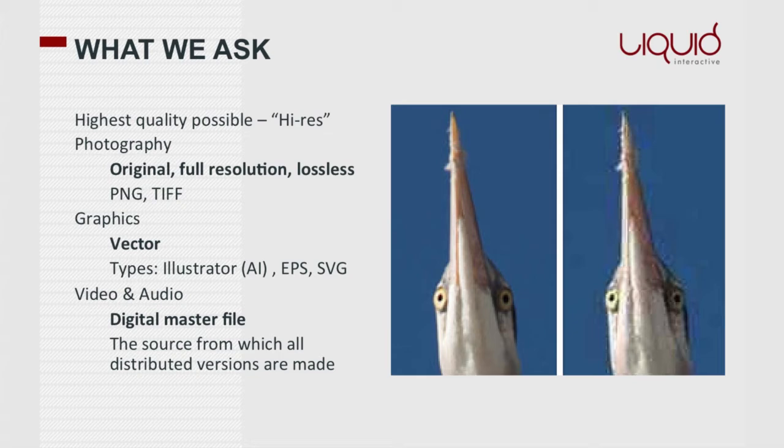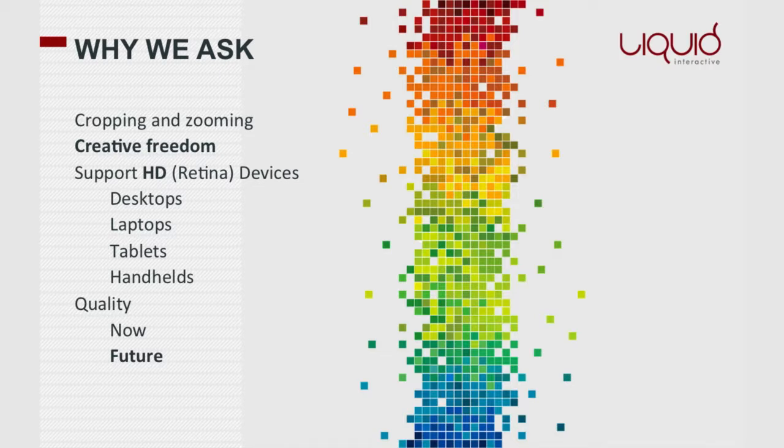For video and audio, we're looking for your digital master file. That is the file or the source from which you create all distributed versions. So whether you distribute it for TV, for online, for YouTube, we're looking for that master file that you've created to produce that content. So we ask for the highest quality assets because we want to have creative freedom.